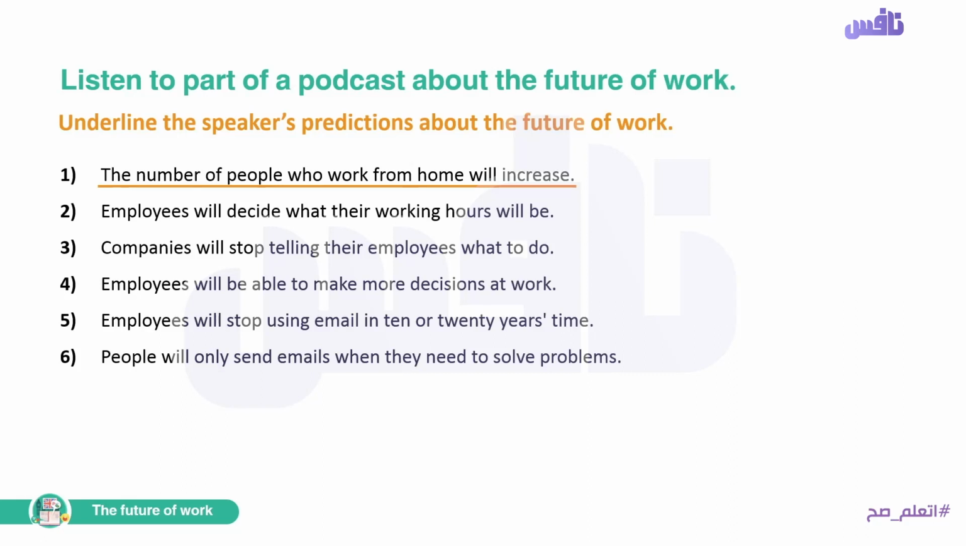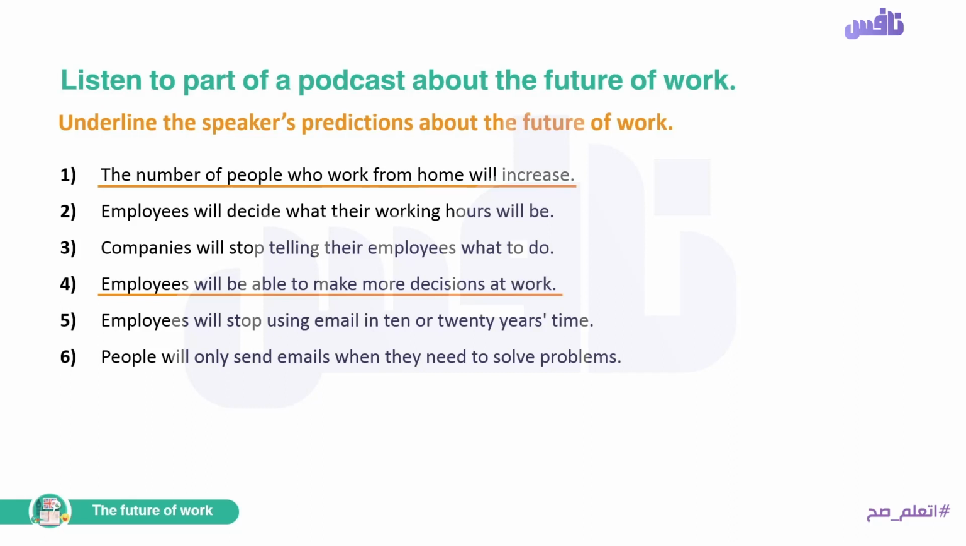طيب تمام حلو جدا. طب يا ترى number two is mentioned? No, it's not mentioned. ما قالناش إن employees will decide what their working hours will be. What about number three? No, it's not mentioned. The companies will stop telling their employees what to do. No. Number four, employees will be able to make more decisions at work. Yes, that's it. It's right. So this prediction is mentioned. So let's underline it.